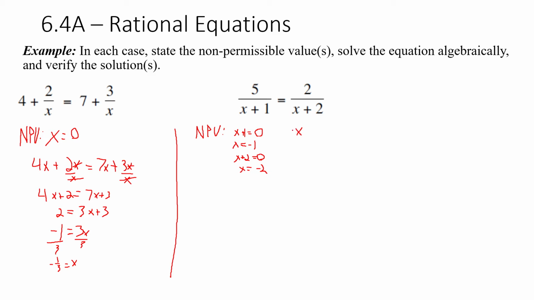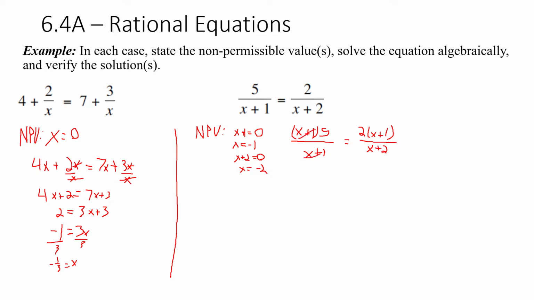So multiply x plus 1 by this 5, and we still have the x plus 1 in the denominator for now, and then we'll have 2 times x plus 1 divided by x plus 2.